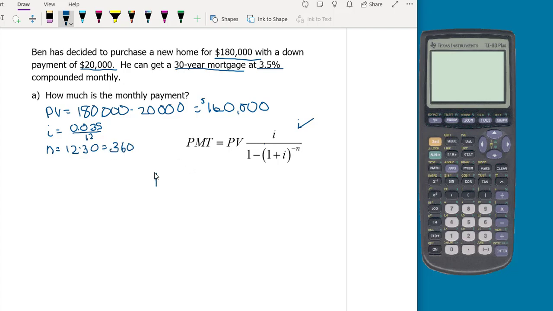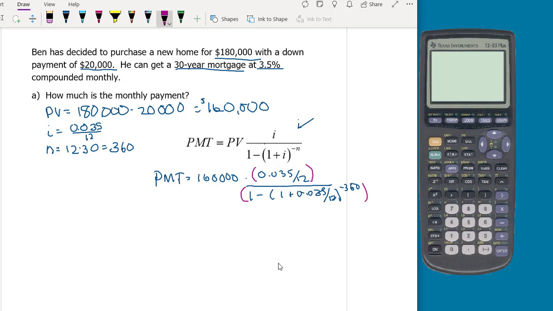So if we plug that into this formula, we're going to get 160,000 times our 0.035 divided by 12 all over 1 minus 1 plus 0.035 divided by 12 to the negative 360. Now we need to be really careful when we enter this into the calculator because parentheses are really important here. So I would put parentheses around that numerator. I would also put parentheses around this denominator.